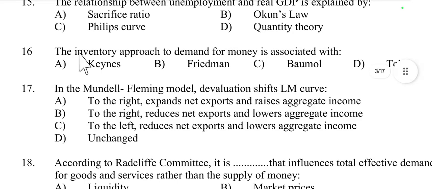Then question number 16. The inventory approach to demand for money is associated with Keynes, Friedman, Baumol, or Tobin.